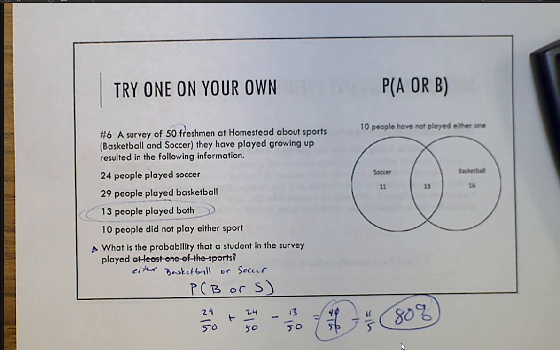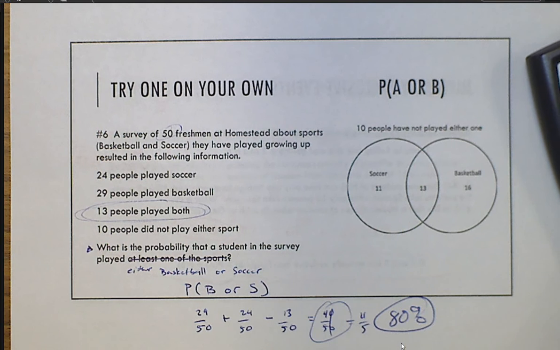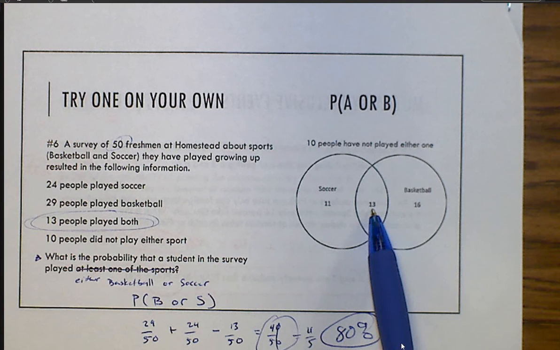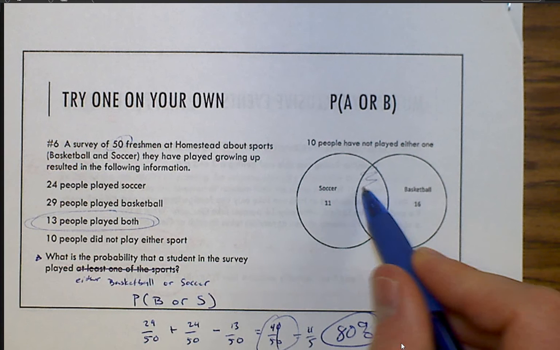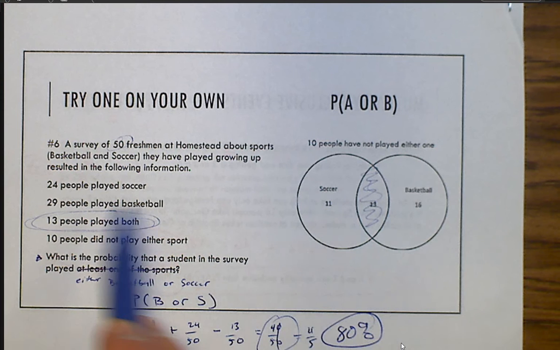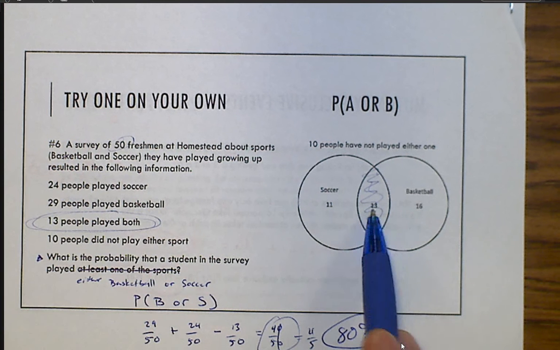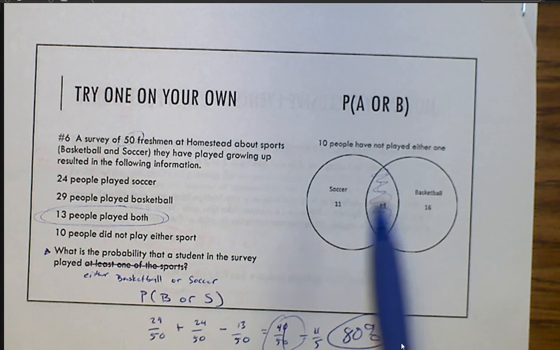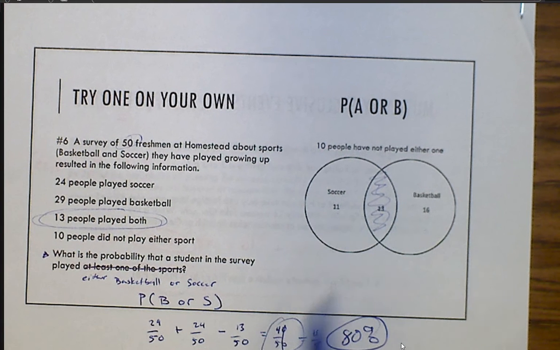Okay. The Venn diagram here, again, not going too crazy into the detail of it, but again, there's the 13 people who played both, because remember, this is the intersection of both, where people played soccer and basketball. 13 plus 11 gives you the 24 for the soccer. 13 plus the 16 gives you the 29. And again, you could just add these up, 11 plus 13 plus 16, and you'll still get the 40.